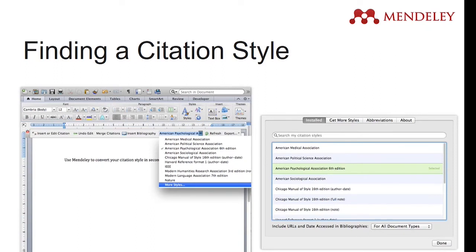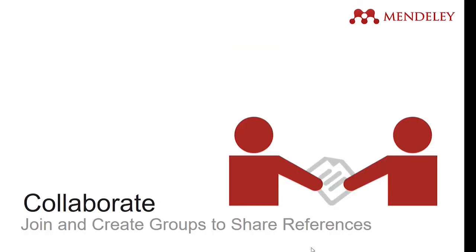And within Microsoft Word, you can easily change the style of your citations. From here, you can change to APA, American Psychological Association, APA 6th edition. They have Chicago, Harvard reference, IEEE, MLA. So there are a lot of citation styles that you can choose from. You can also click more styles to generate more citation styles.